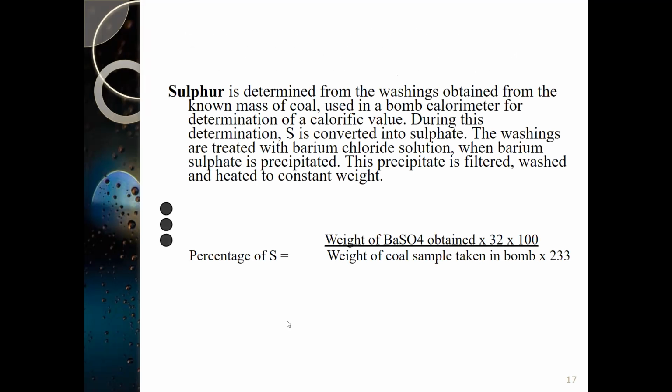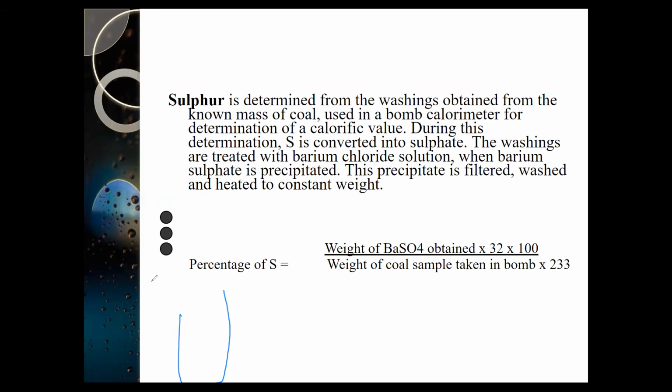The next one is determination of sulfur. How to determine the sulfur? Generally the sulfur is found out while calculating the calorific value in the bomb calorimeter. Bomb calorimeter is one of the equipment. Let us assume this is the bomb calorimeter.